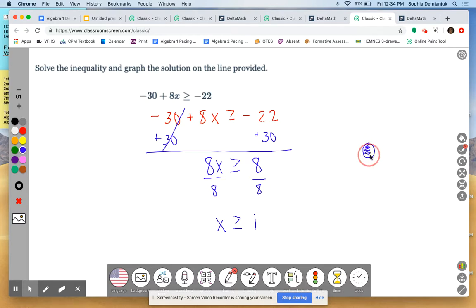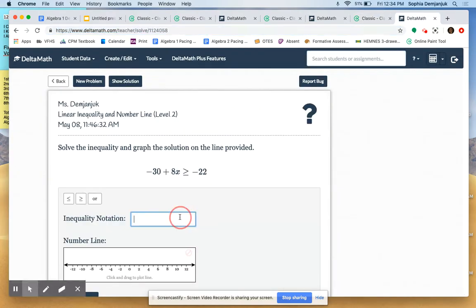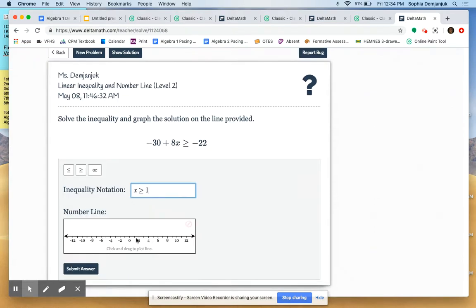So it'll be a closed circle because it's or equal to, shaded to the right at positive 1. X greater than or equal to 1. Put that on the number line, shaded to the right, and it's a closed circle.